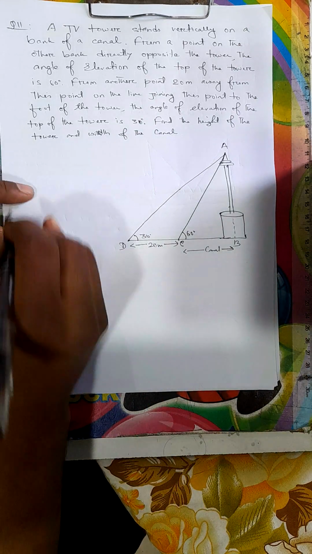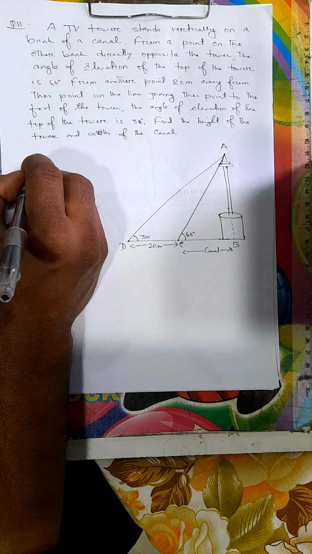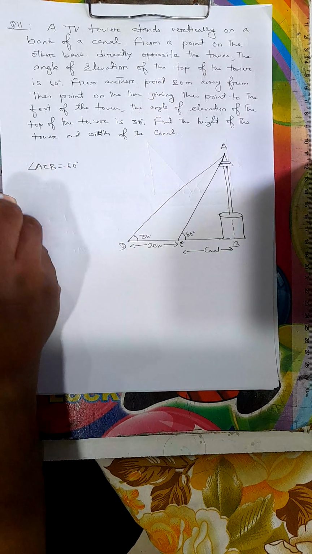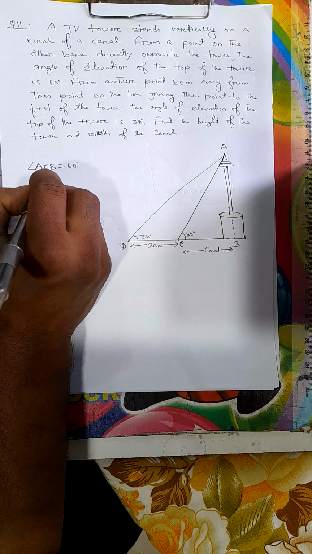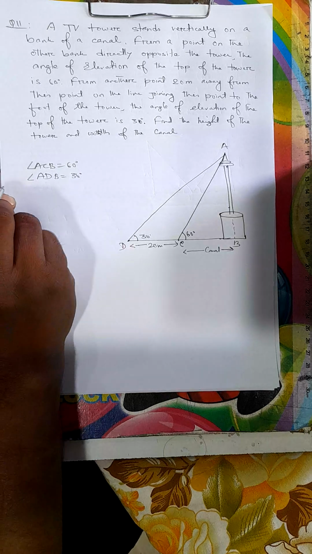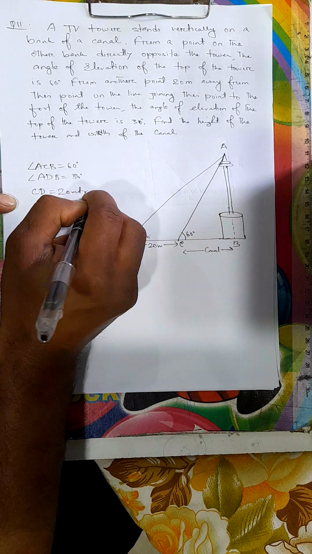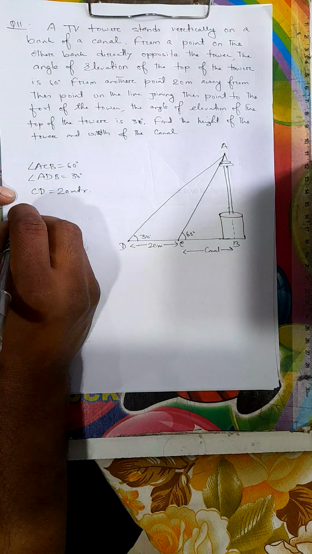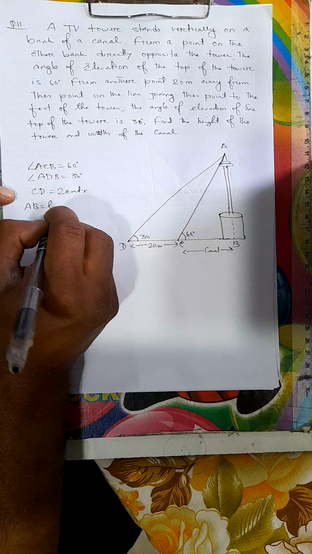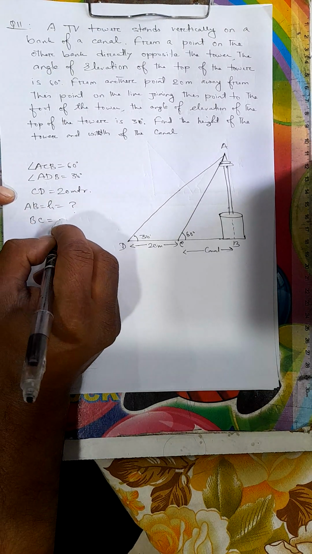What is BC? So you are given that angle ACB equals 60 degrees, angle ADB equals 30 degrees. You are given that CD equals 20 meters, right? AB means the height of the tower is what, and BC equals what.